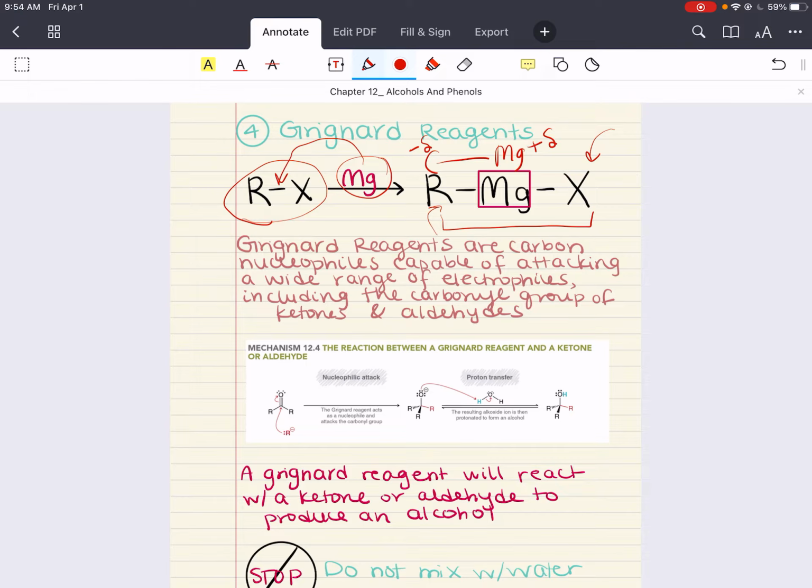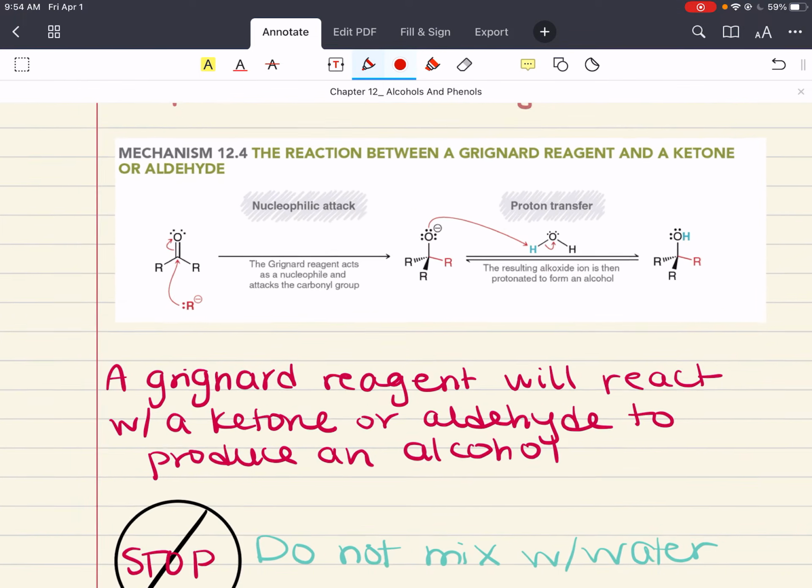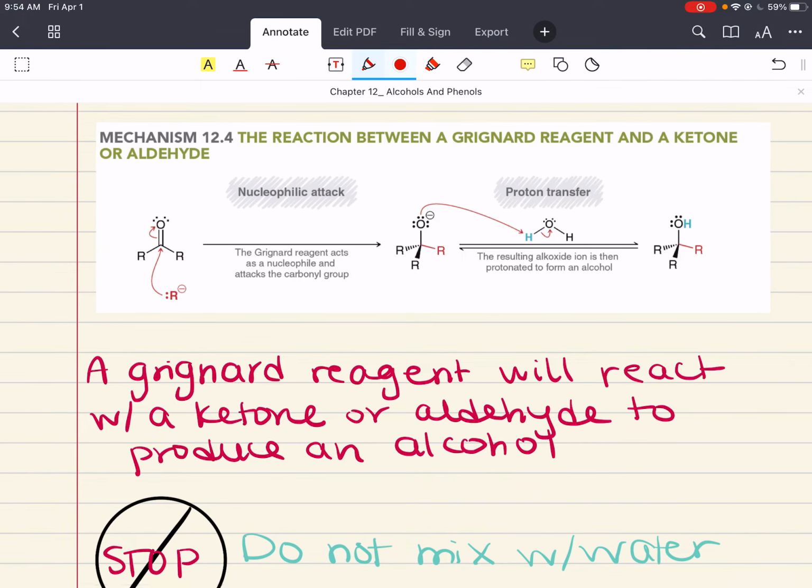So let's take a look at this mechanism. If you're starting with a ketone or an aldehyde, you can react this with a Grignard reagent to obtain an alcohol product. So how this is going to happen is your Grignard reagent is going to act as a nucleophile.